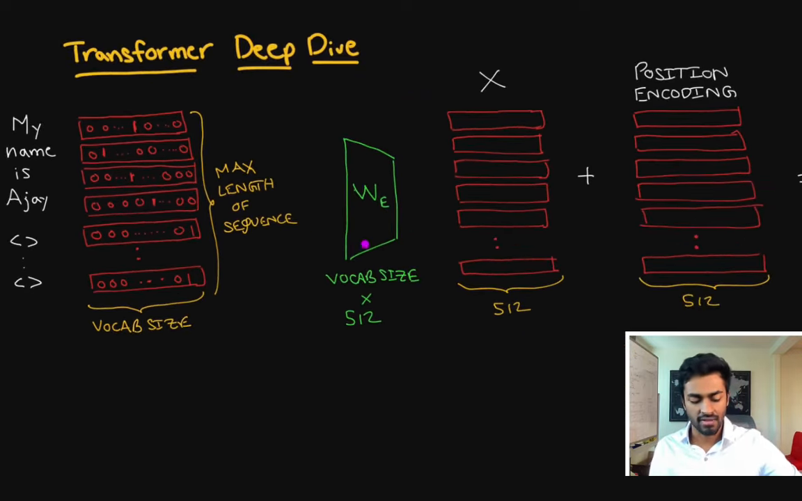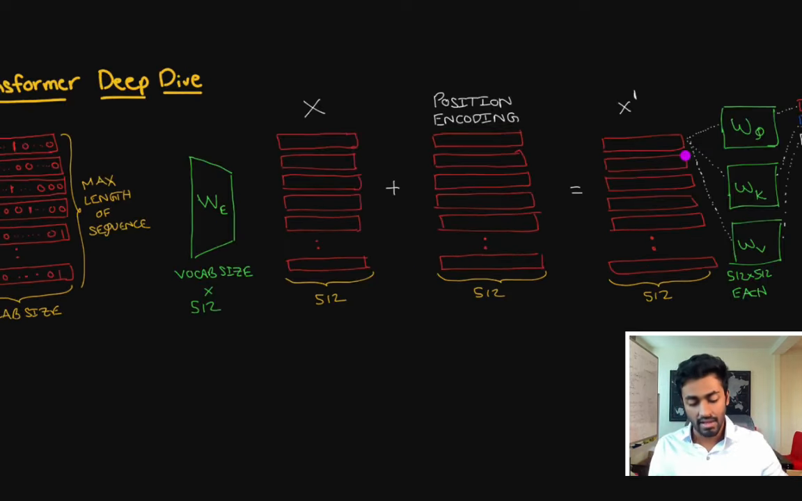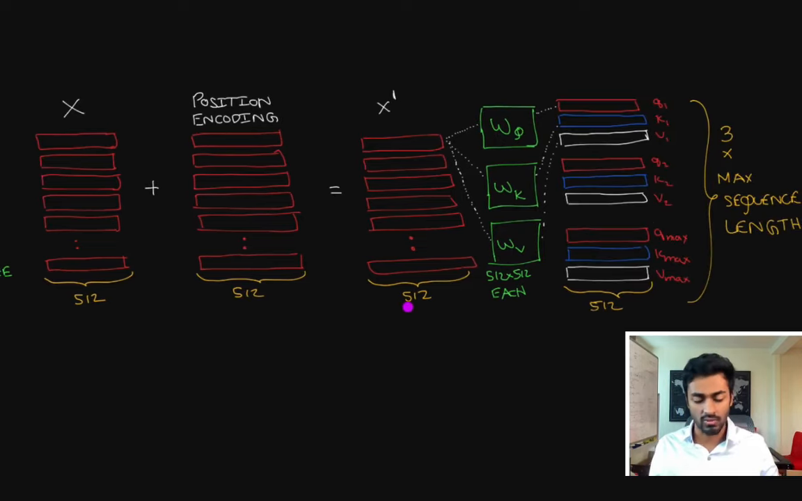We now pass this into a feedforward layer where each of these vectors is mapped to a 512 dimensional vector. The parameters here are learnable via backpropagation, and the number of parameters would be the vocabulary size times 512. The output of this would be a set of 512 dimensional vectors, one for each input in the sequence. And it's to this that we add some positional encoding, which is of the same size. On doing so, we get another set of word vectors of the same 512 dimensions.